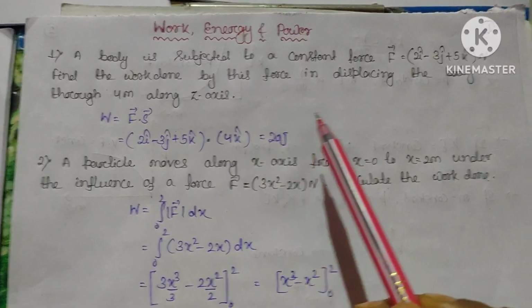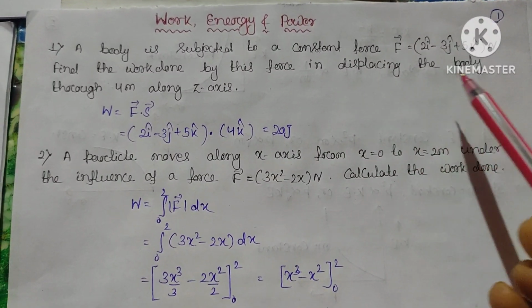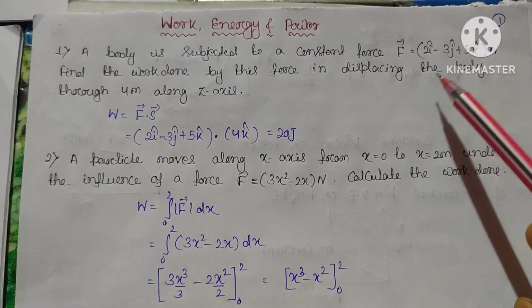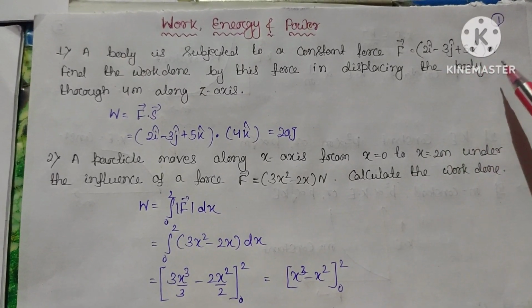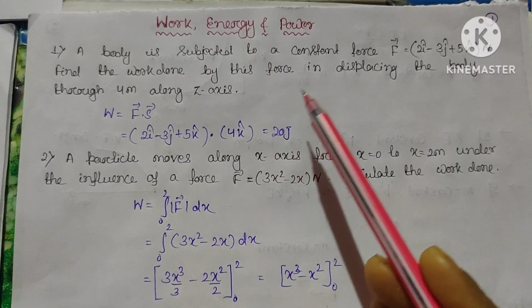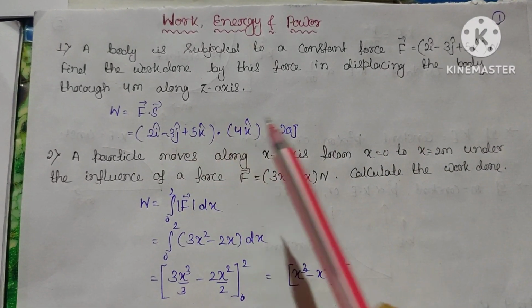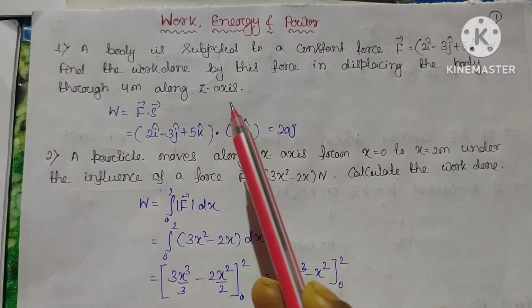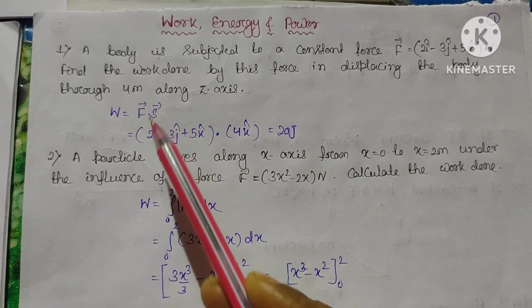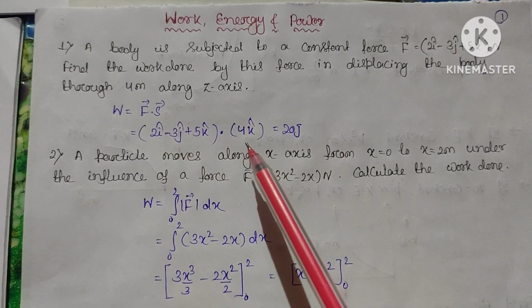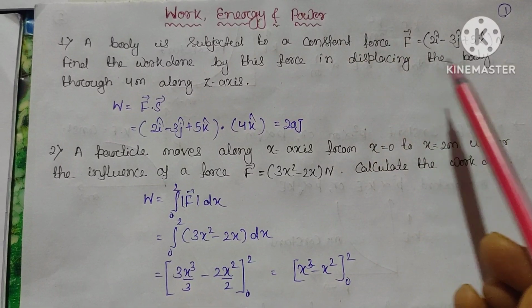So the first question is, a body is subjected to a constant force F equal to 2i cap minus 3j cap plus 5k cap Newton. Find the work done by this force in displacing the body through 4 meter along z axis. Along the z axis means that our displacement is 4k cap. So F vector is given this much.